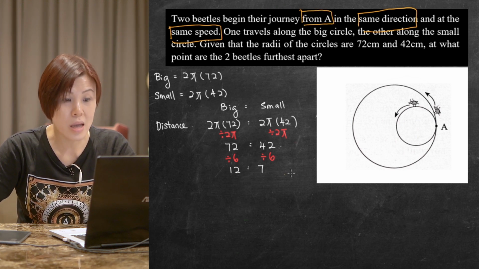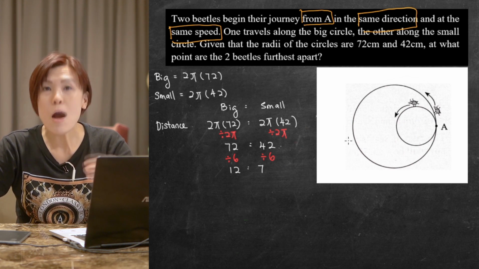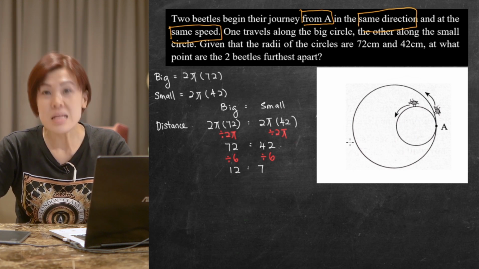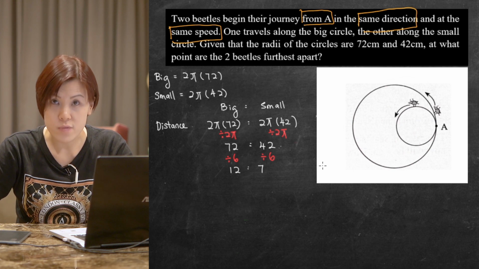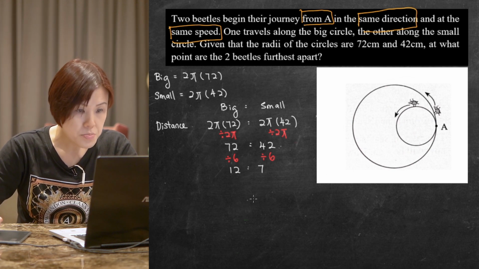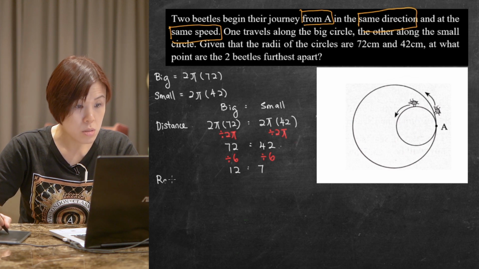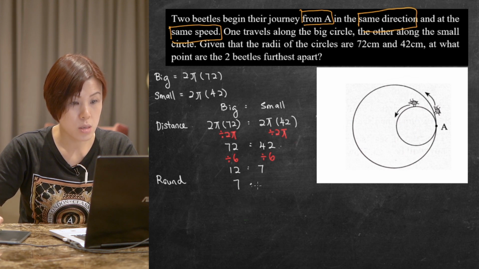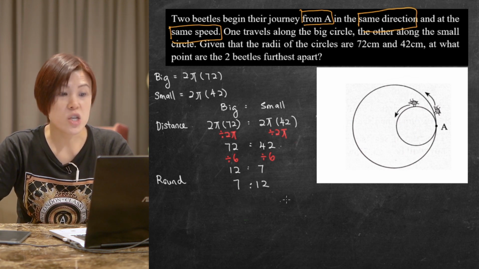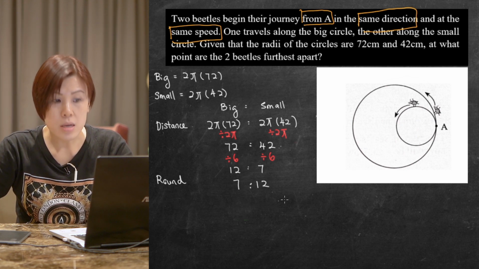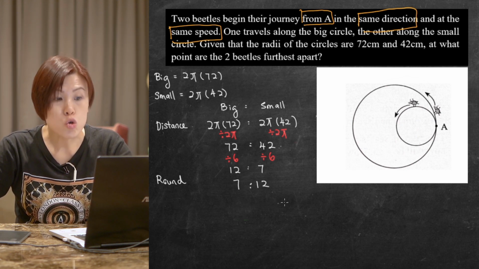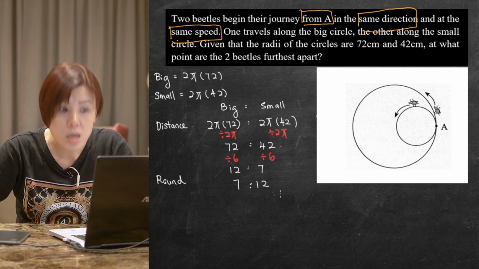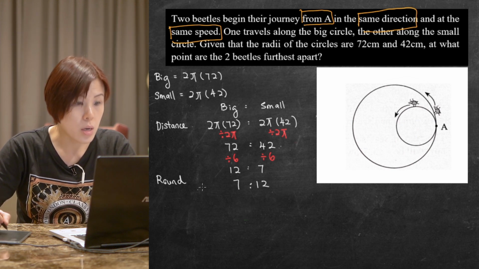The next important thing we need to find is how much each of these beetles can travel within the same period of time. This can be obtained from the inverse ratio of the distance. The inverse of 12 is to 7 is 7 is to 12. This ratio gives us that the time needed by the beetle on the big circle to complete 7 rounds is the same time needed by the beetle on the small circle to complete 12 rounds. Let me put it down here.